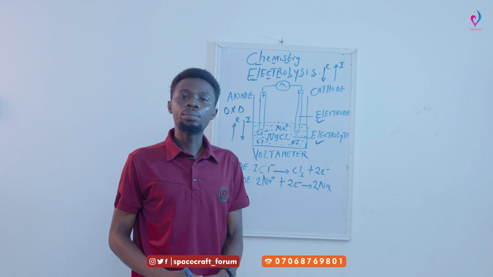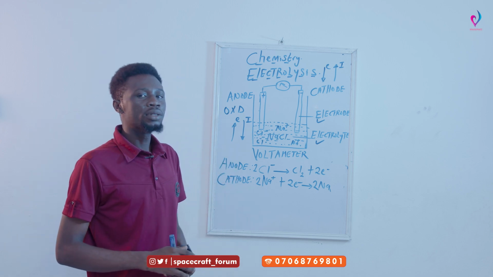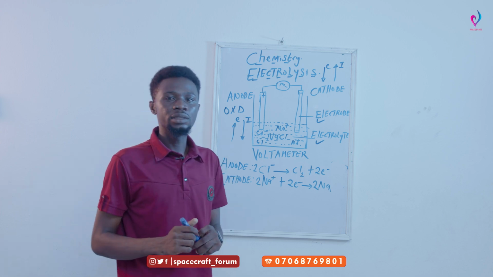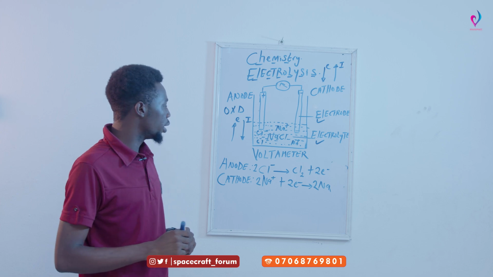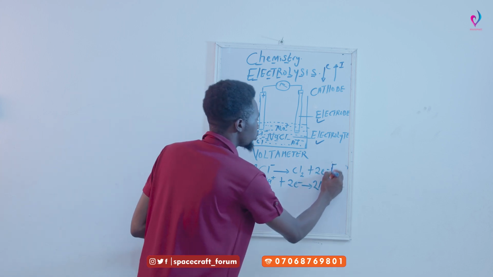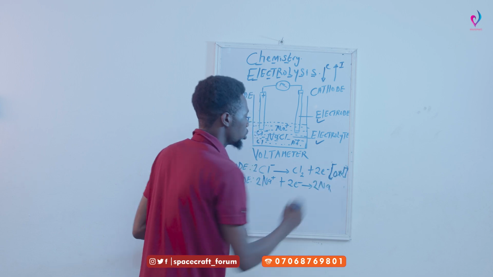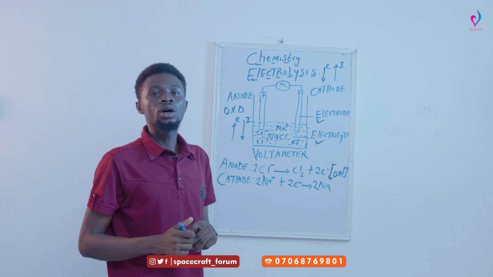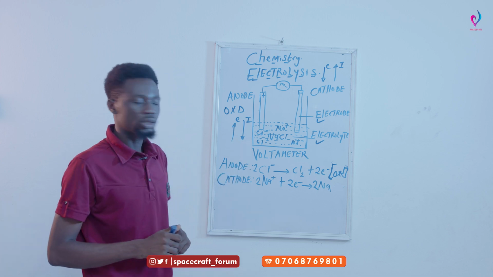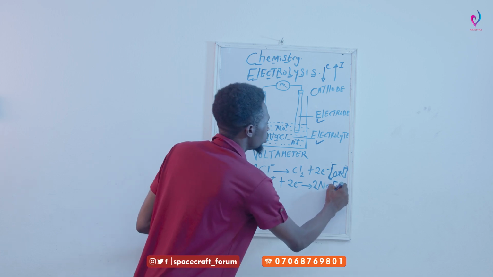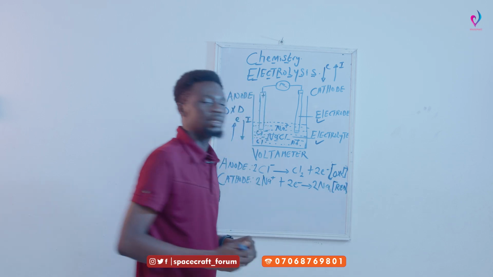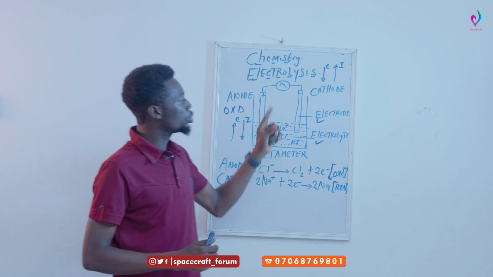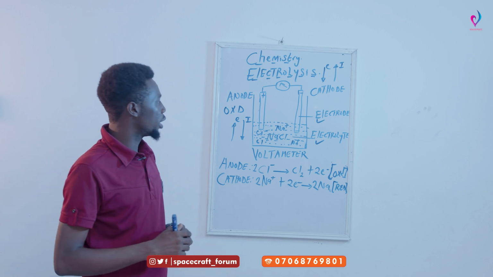Now let's explain what happens in this voltameter. In the voltameter, the chloride ions migrate to the anode side, and the reaction that occurs here is known as the oxidation reaction. And then the sodium ions migrate to the cathode side of the electrode, and the reaction that occurs here is known as the reduction reaction. So what I'm trying to say is that at the anode electrode, oxidation reaction takes place, while at the cathode electrode, reduction reaction takes place.